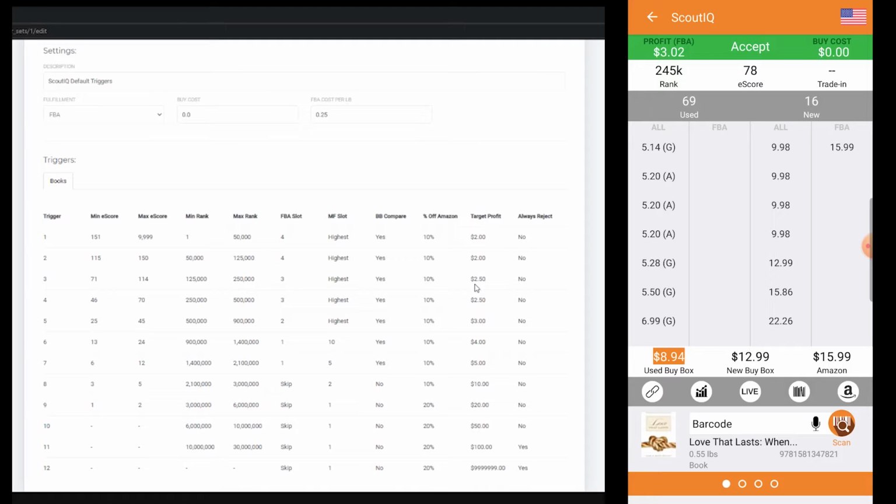Let's look at another book and keep doing a few of these, and I'll start catching on how these triggers work and the logic it's looking at to say accept or reject. This fit all the criteria. It was over $2.50 profit, so it triggered an accept. Let's scan another book.